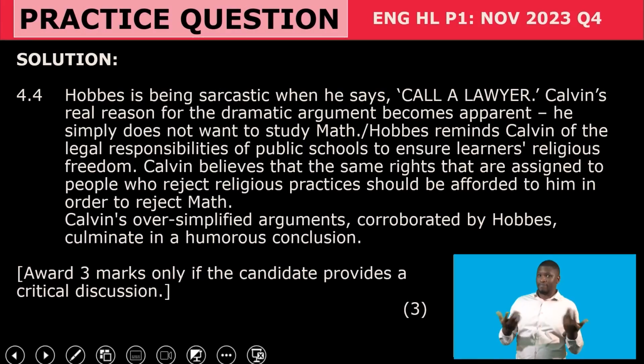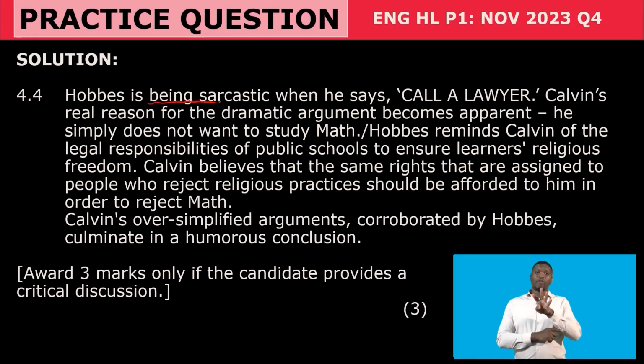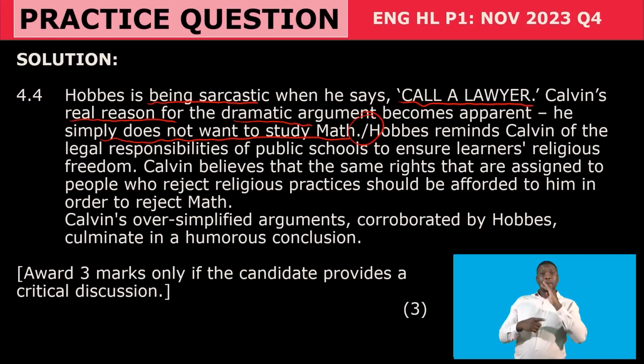So question 4.4, the answer says, Hobbes is being sarcastic when he says, call a lawyer. Calvin's real reason, so this is where we get into how the humor is developed. His real reason for his dramatic argument becomes apparent. He simply does not want to study math. We can all relate to that. Here you can see a slash, so this is another possible option for the answer.